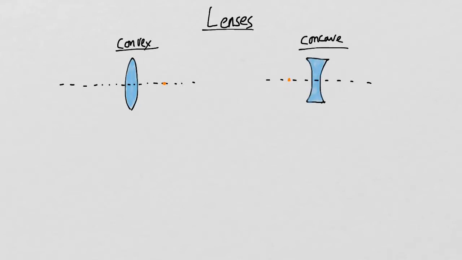So we'll just look at the basics of lenses today. We're just going to talk about two different types of lens and then some rules for some light rays going through them. So how do lenses work? Well, they work by refracting light.